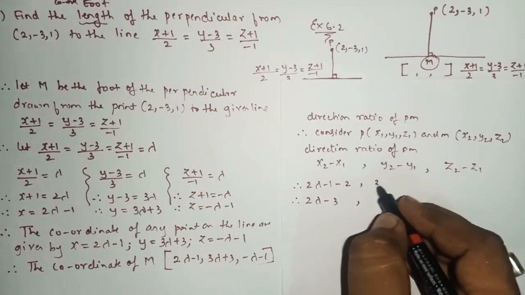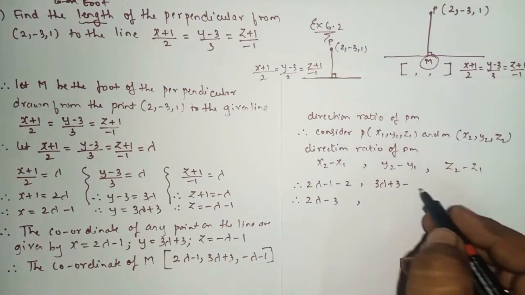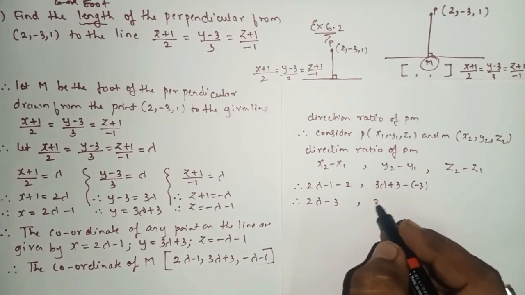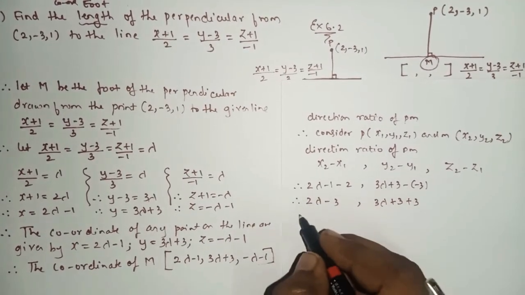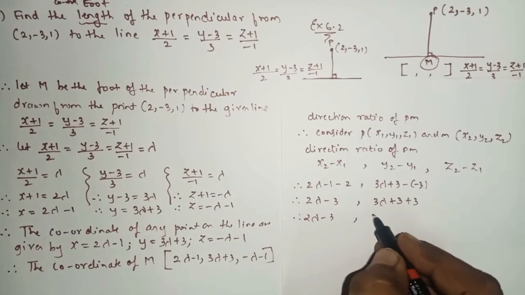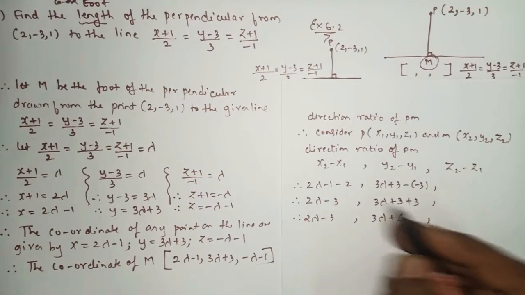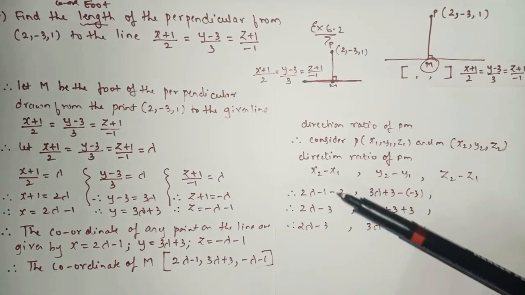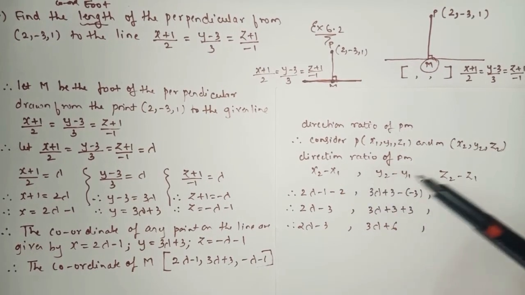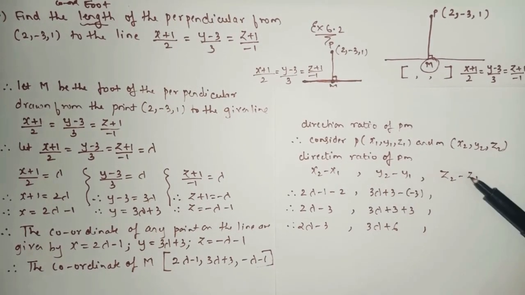y2 here is what? 3 lambda plus 3, minus y1 is what? Minus 3. So here we'll write in bracket, 3 lambda plus 3 plus 3. Therefore 2 lambda minus 3, and here it will be 3 lambda plus 6. I hope you all understood this step. Whenever you have to find the direction ratio of any line, you have to use this concept. I had explained all this in the first lecture only. Yes or no? So x2 minus x1, y2 minus y1 and z2 minus z1.